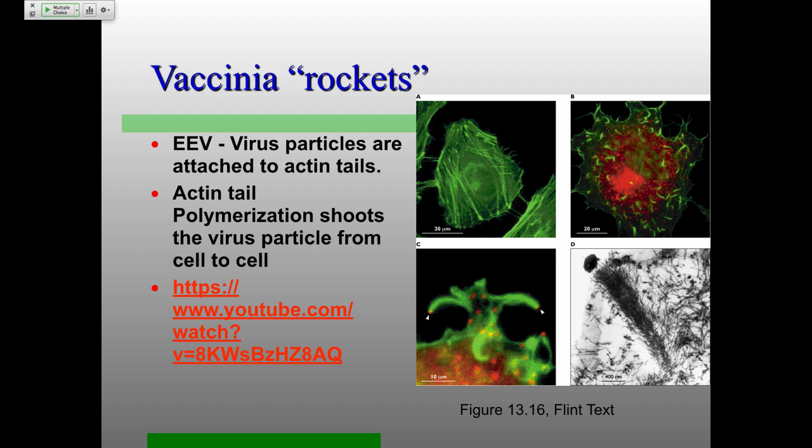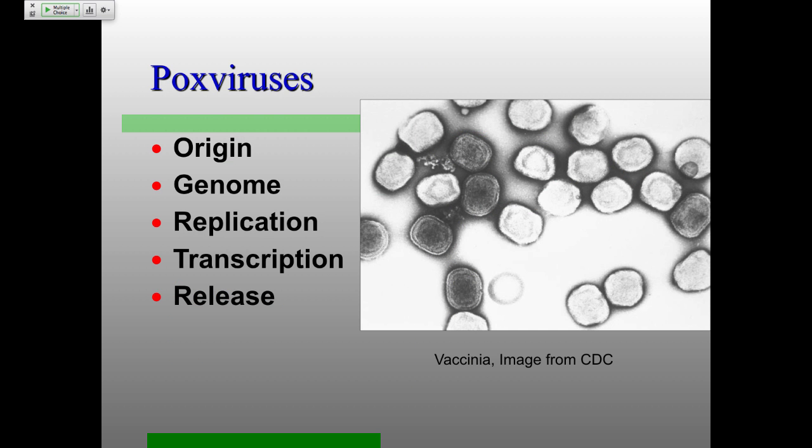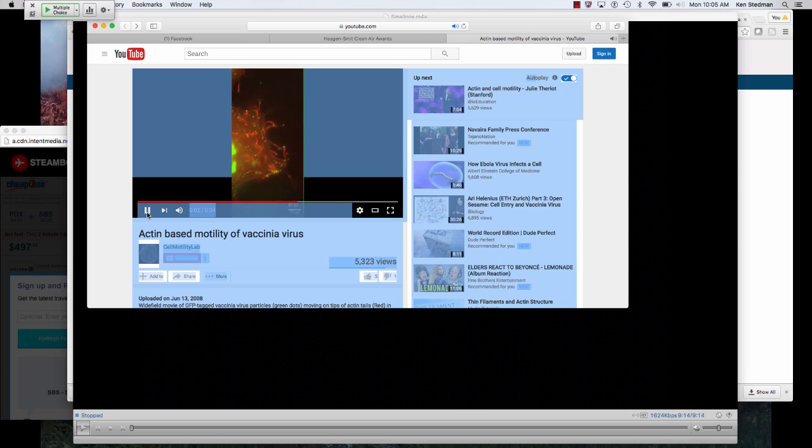And how that happens is they stimulate polymerization of actin behind the virus particles. That's what's shown down here at the bottom. These are individual virions in red and the green actin polymerizing behind them. That's an electron micrograph here. And this can literally move these virus particles around. Let's take a quick look now at this. So the green ones are the vaccinia virions, and red is the polymerization of actin behind them.